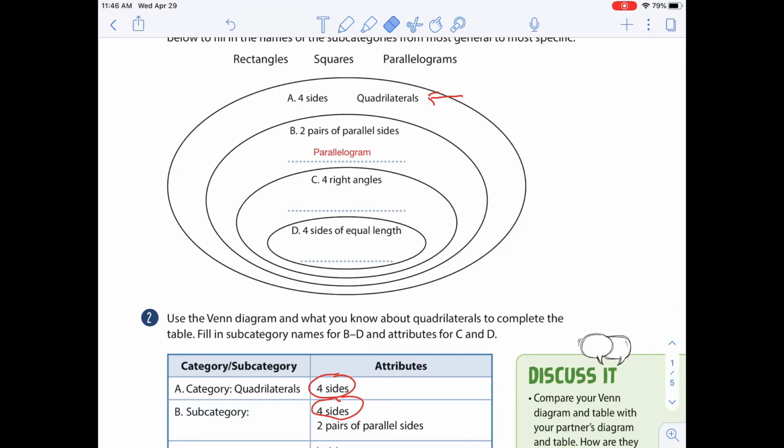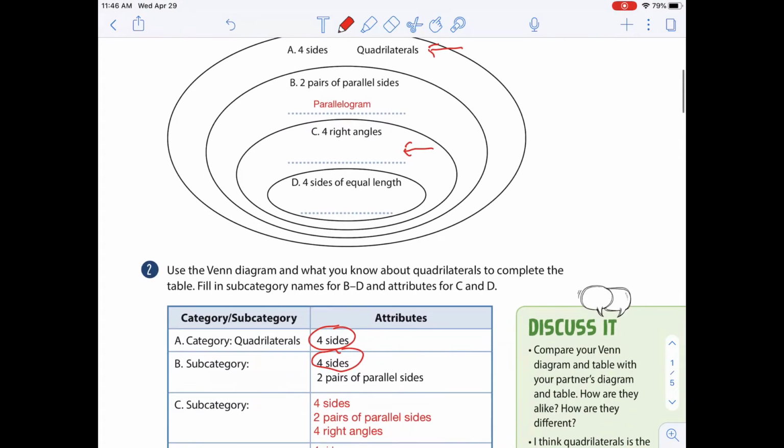All right, so let's move on to the next figure. So we're going to look at the second subcategory. So we're looking right here. Now we are looking for a figure that has four sides, which is a quadrilateral. It has two pairs of parallel sides, which make it also a parallelogram. But it also has four right angles. So the first thing that probably pops into your brain is a square. Well, you would be right. However, if you notice right here, the next subcategory has to have four sides of equal length.